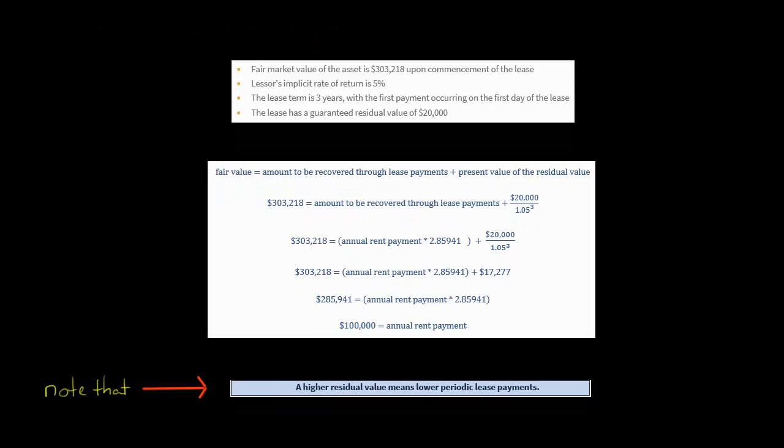Now, note something. When we look at this formula, you can probably tell already, the higher the residual value is, the lower the lease payments would need to be. So, for example, if the lessee was trying to work out some way to have lower periodic lease payments, they could maybe guarantee the lessor a higher residual value. Because the higher the residual value is, the less the periodic lease payments need to be.